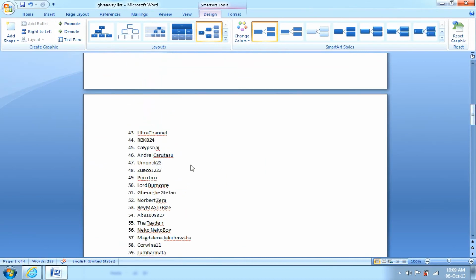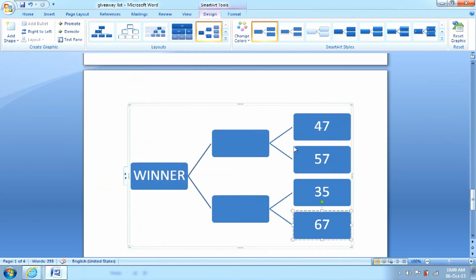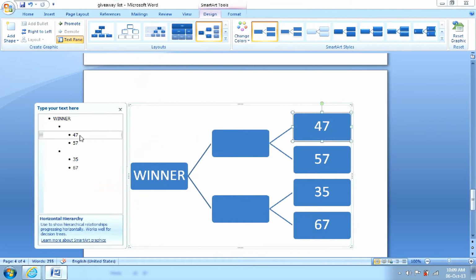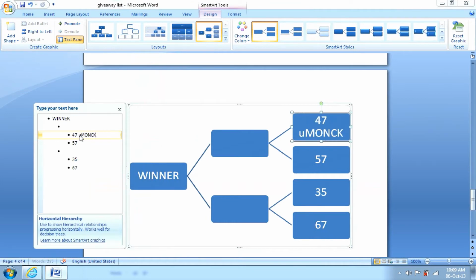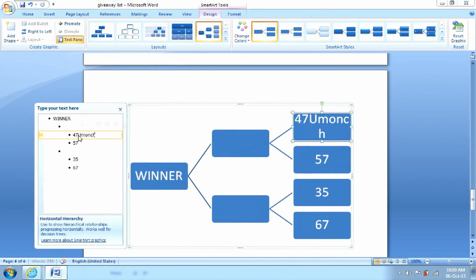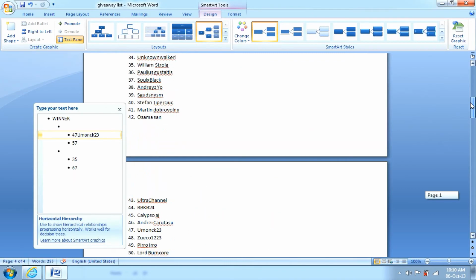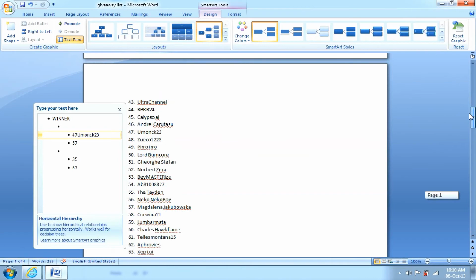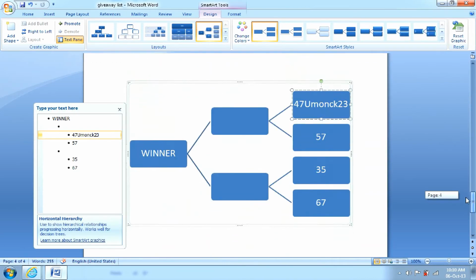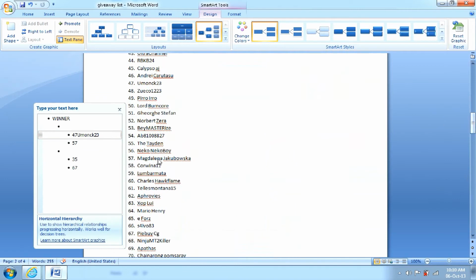47 is Umong 23 actually. 23. That's like a combination between 2 and 3. Umong 23. Yeah, my caps lock is messed up. I think it was with K. Yeah, with K. Next one is 57, which is Magdalena Jakubowska.